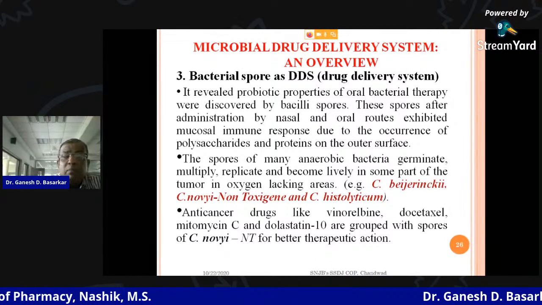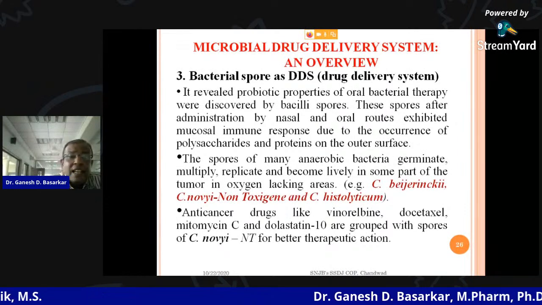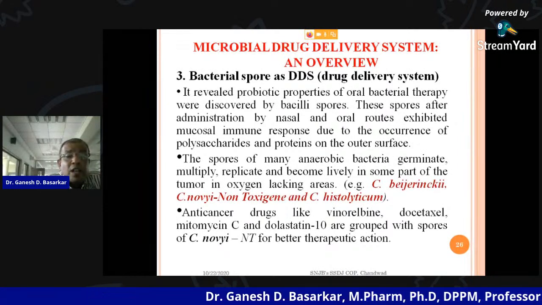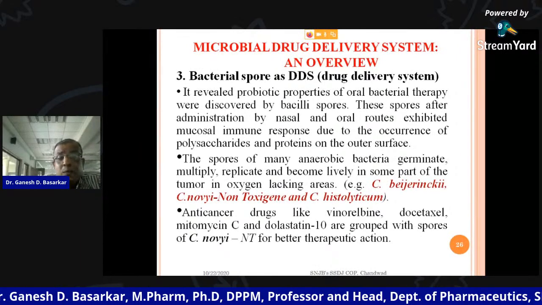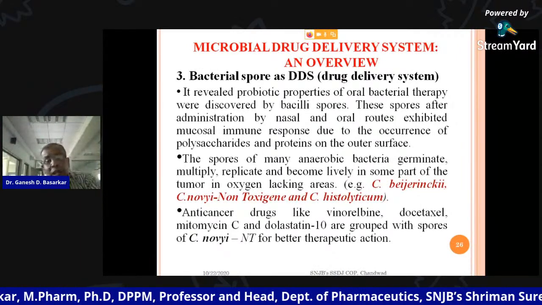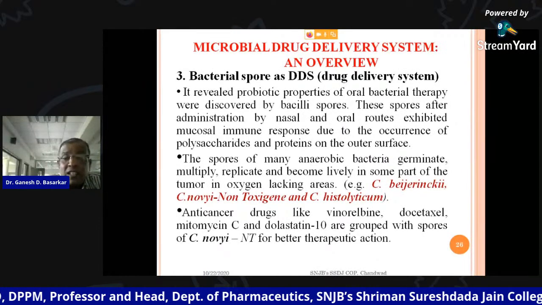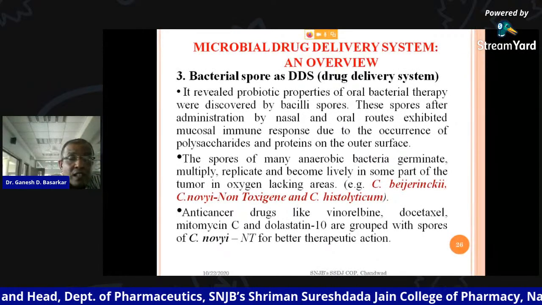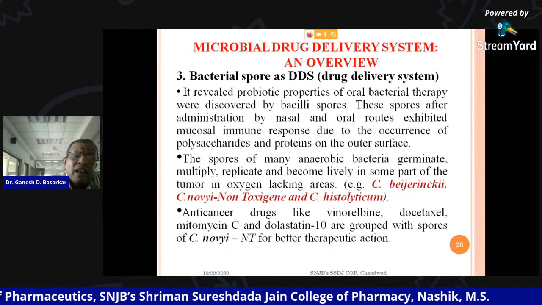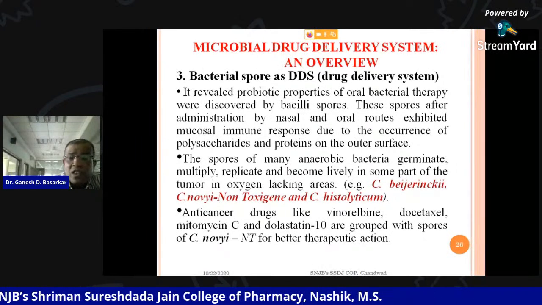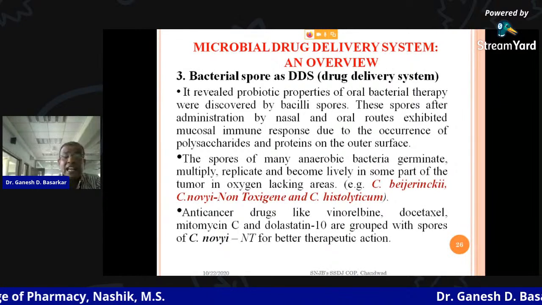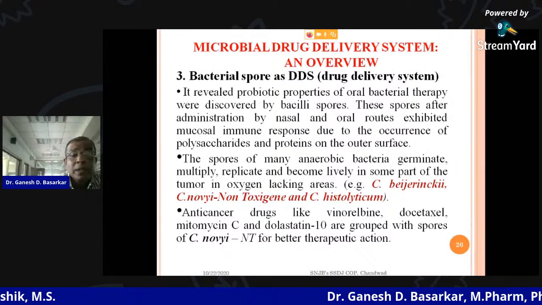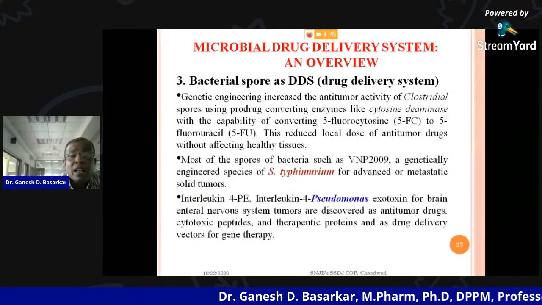The spores of many anaerobic bacteria, like these species, Novyi, non-toxigenic, and Histolyticum, are the various species actively utilized for anti-cancer drugs like minorebilin, doxycycline, mitomycin, and a number of other anti-cancer drugs. Most of them are in phase one clinical trials for these drug delivery systems.